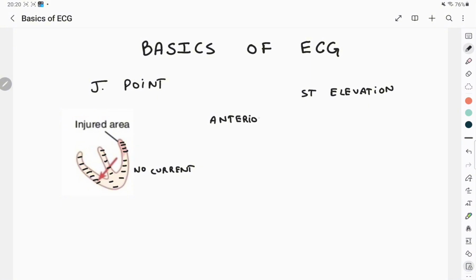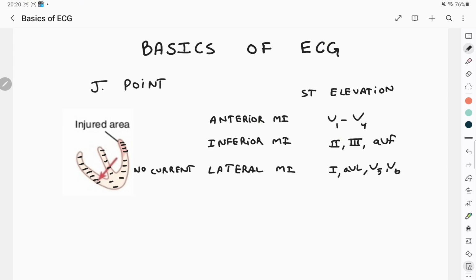In anterior wall MI, ST segment elevation is seen in V1 to V4. In inferior wall MI, it is seen in leads 2, 3 and AVL. And in lateral wall MI, it is seen in leads 1, AVL, V5 and V6.